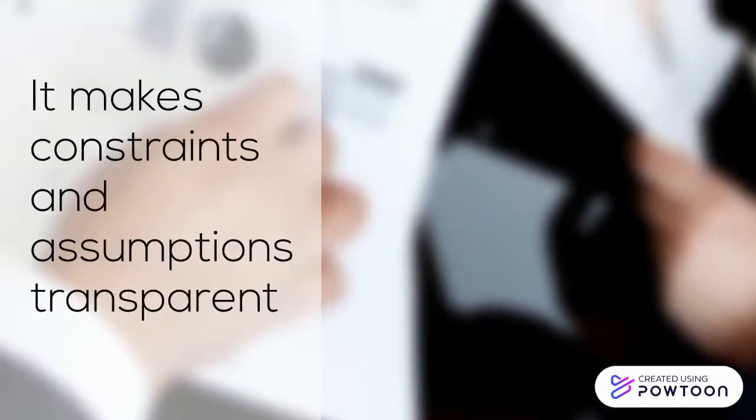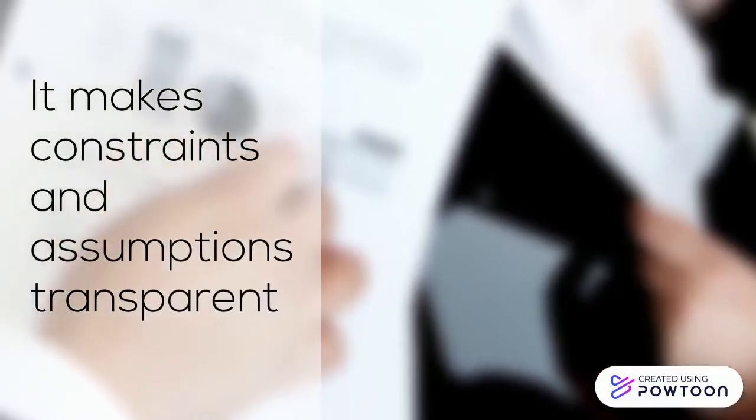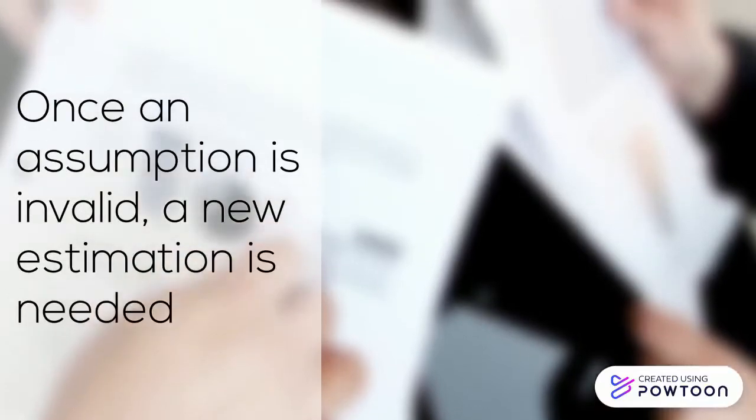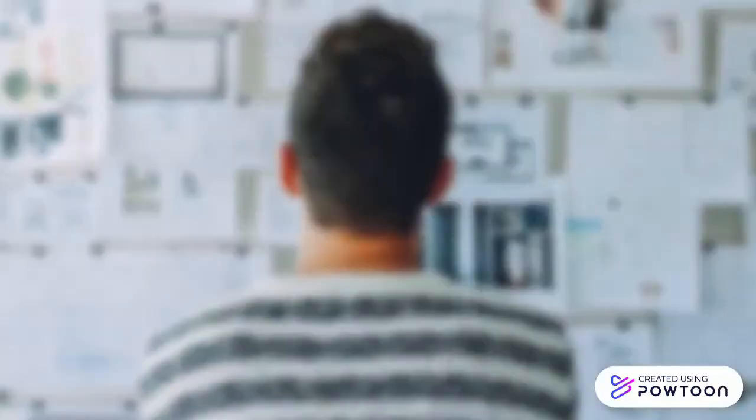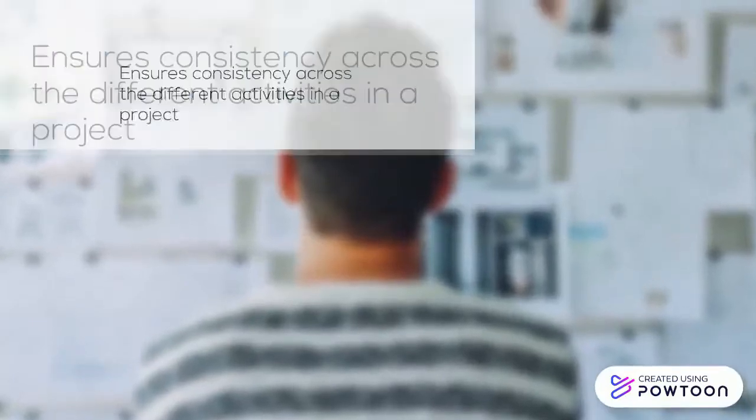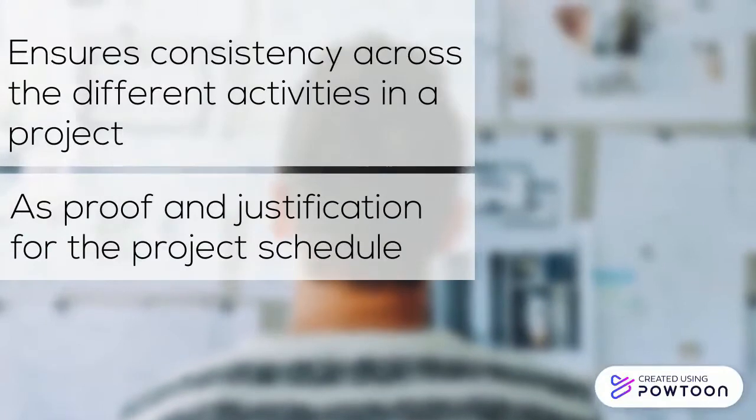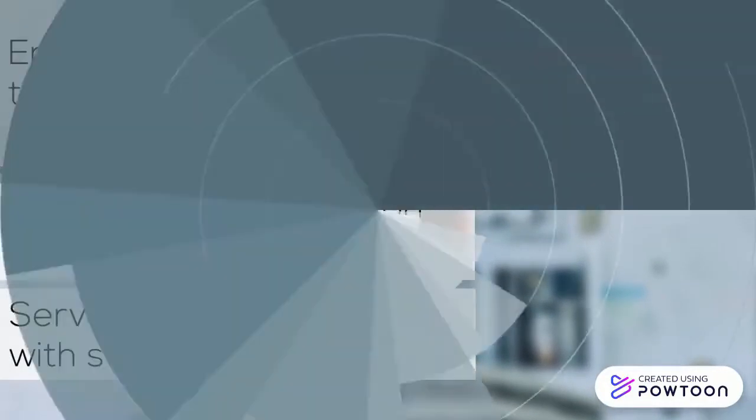This documentation is important in projects for several reasons. It makes the constraints and assumptions that have been considered for the estimation transparent. Once an assumption becomes invalid, this may trigger the need for a new estimation. A project manager can also use these documents to ensure consistency across the different activities in a project, as a justification for the project schedule, and for the communication with stakeholders.